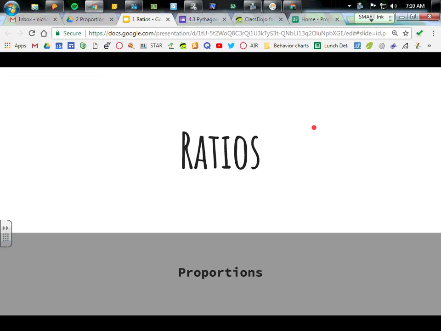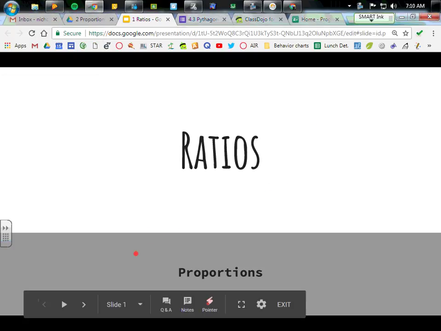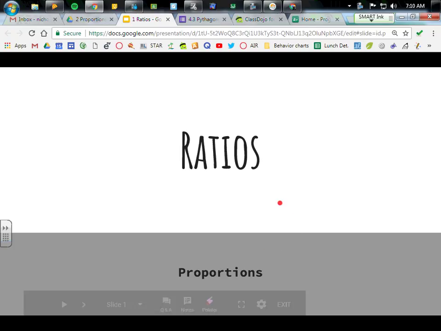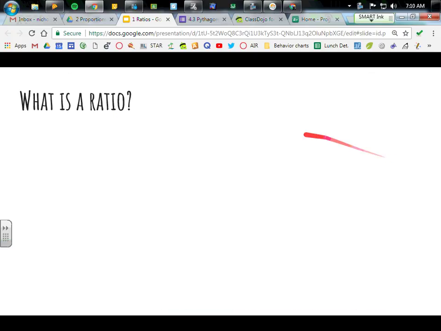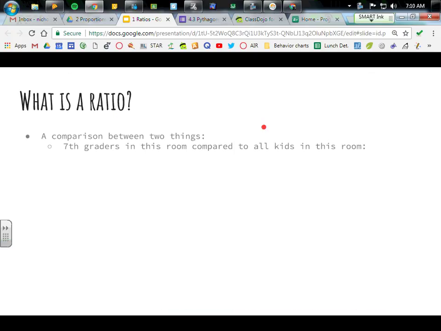All right, hi everybody. We're starting a new unit on proportions here, so we're going to talk about the most basic idea in this unit, which is ratios. So let's skip ahead here. So what is a ratio? A ratio is a way to compare two things, two quantities in math.